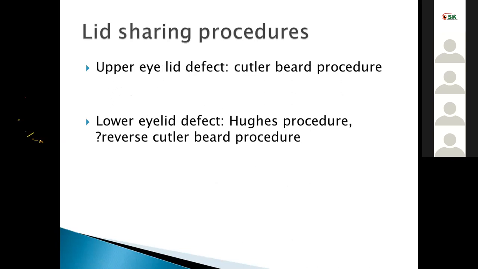I always like the Cutler-Beard procedure because you bring up the posterior lamella and the anterior lamella at the same time. In the Hughes procedure, you borrow only one lamella, the posterior lamella, and you have to look for the anterior lamella either from a free graft or a skin flap. There is something which some people have described called the reverse Cutler-Beard, where you do a similar procedure for the lower lid to what has been described for the upper lid.